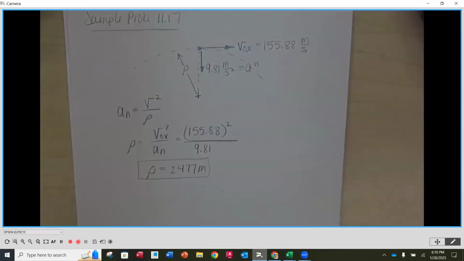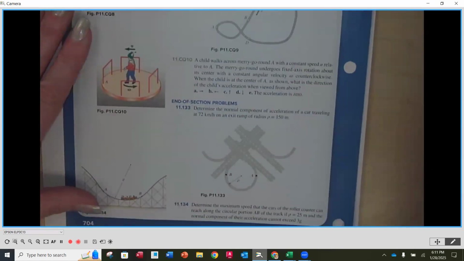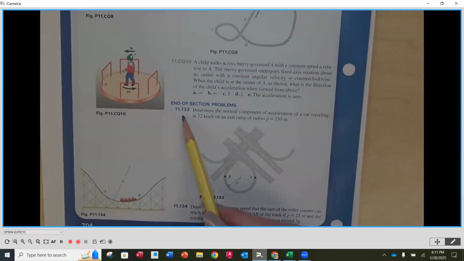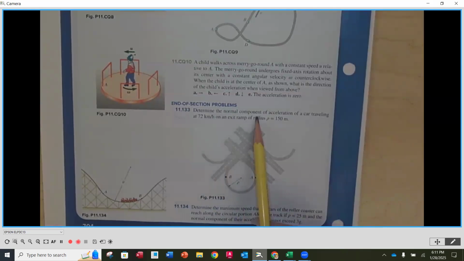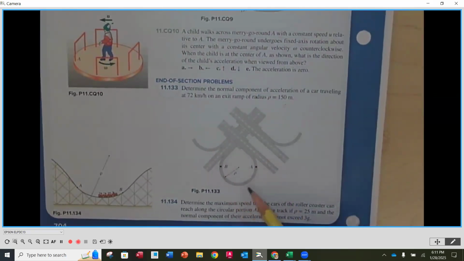So if we look, as far as this section, and as you know how this book is set up, it kind of goes over concepts, then it gives you problems to do, then it goes over more concepts. So trying to kind of break it up into this last section now, you'll notice that I picked two problems here. The first problem is 11-133, okay? It says determine the normal component of acceleration of a car traveling at 72 kilometers per hour on an exit ramp that has a radius of rho equal to 150 meters, okay? So it's looking at this diagram directly below, all right?